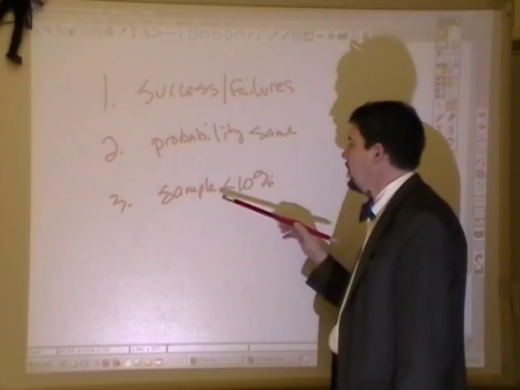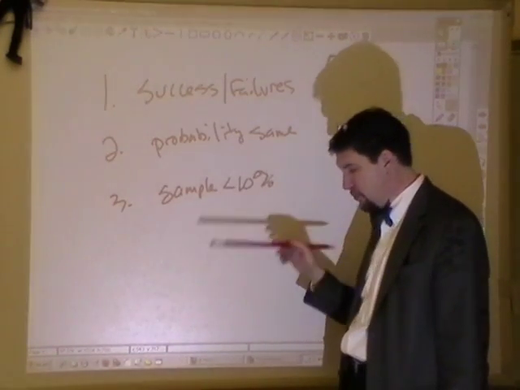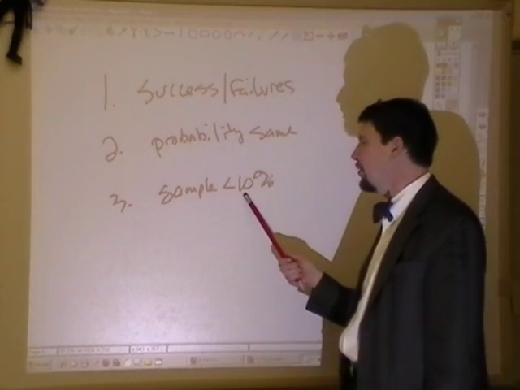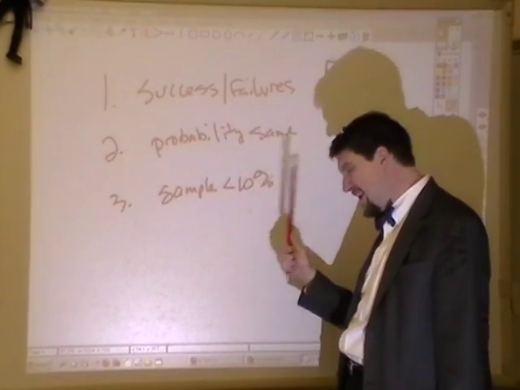So is the probability the same? Is this person's decision on vote going to affect that person's decision on vote? Probably not. And is our sample less than 10% of the population? Well, we're talking about 500 out of 3,000. That would need to be less than 1/10, but we're looking at 1/6. So that's not the case.